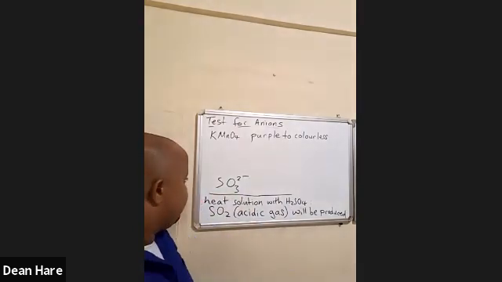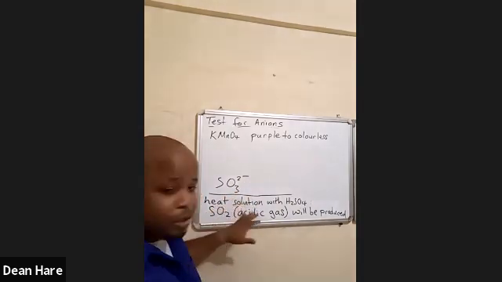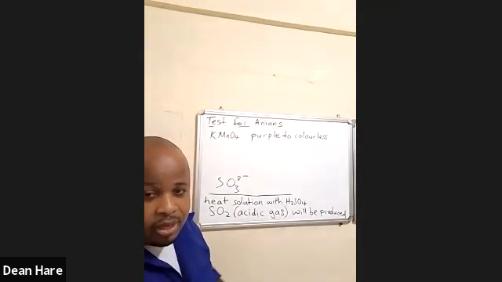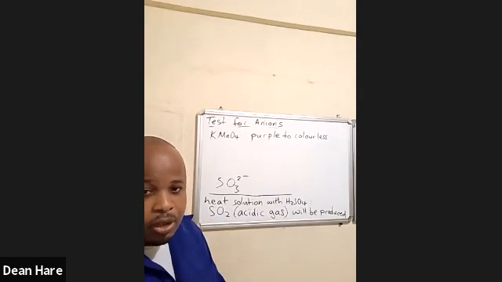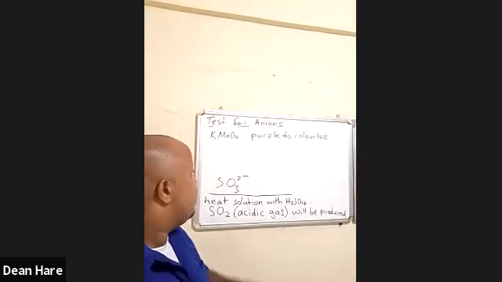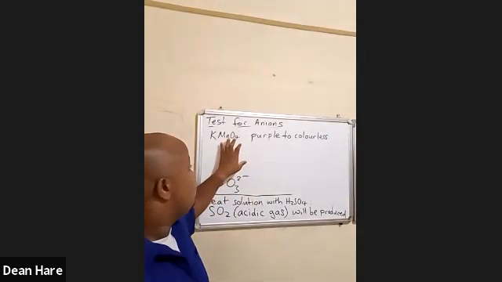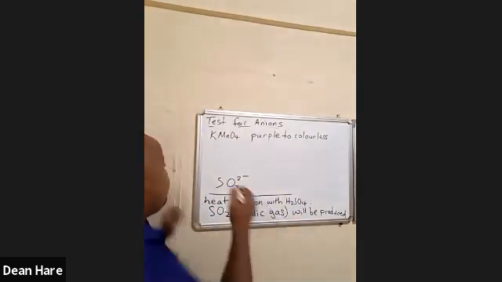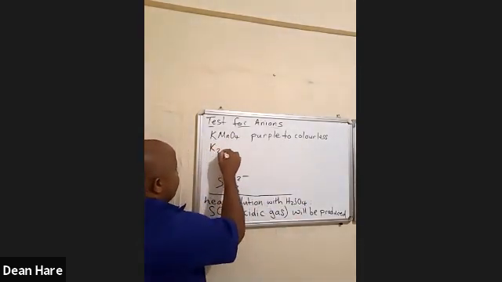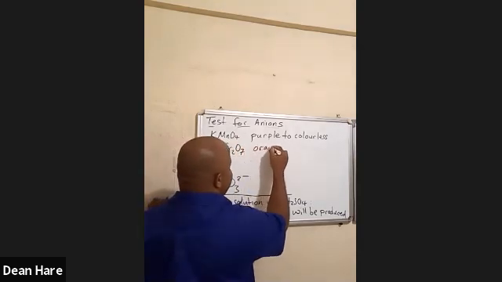So for the sulfite ion, you will heat the solution with sulfuric acid. It will produce sulfur dioxide, which is an acidic gas. How do we test for sulfur dioxide? You can use a solution of potassium permanganate. The potassium permanganate will change from purple to colorless. If you use potassium dichromate, K2Cr2O7, it will change from orange to green.